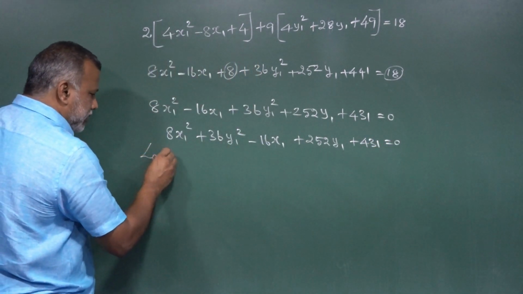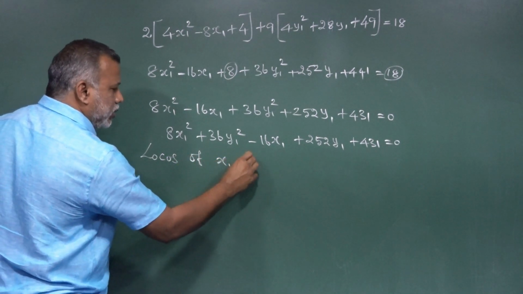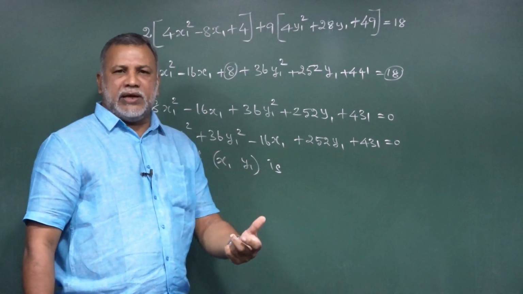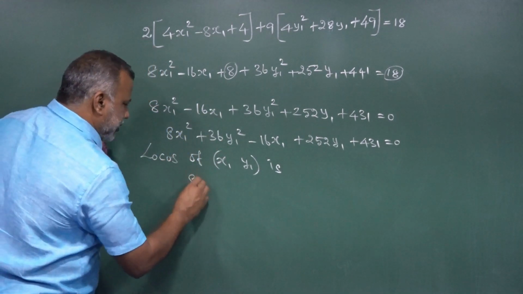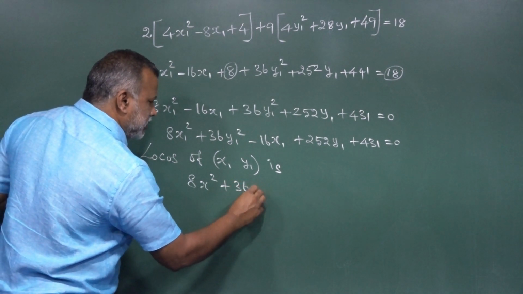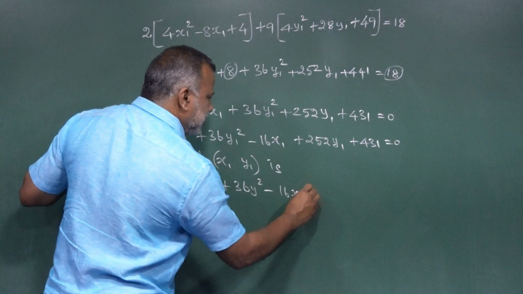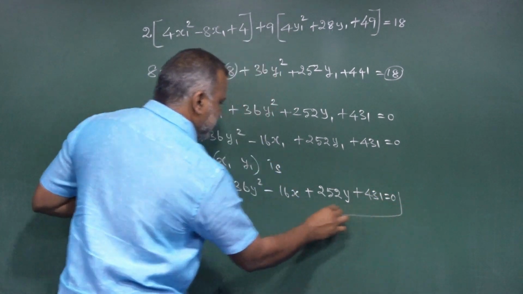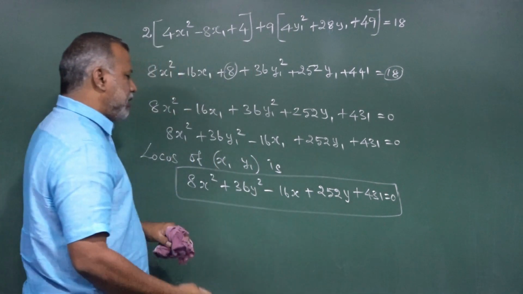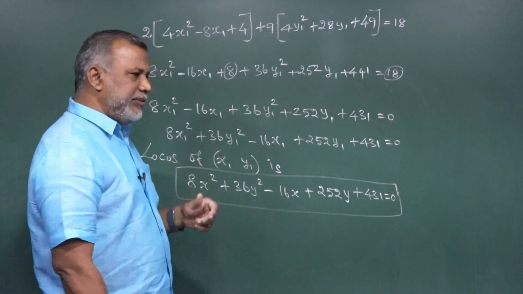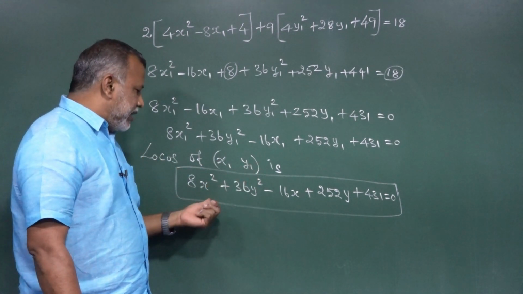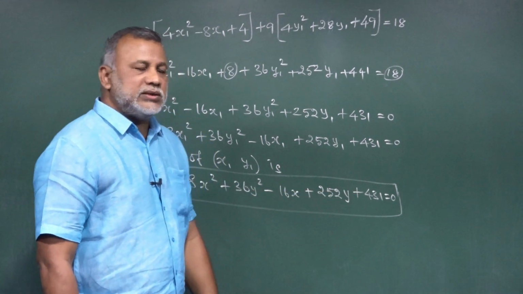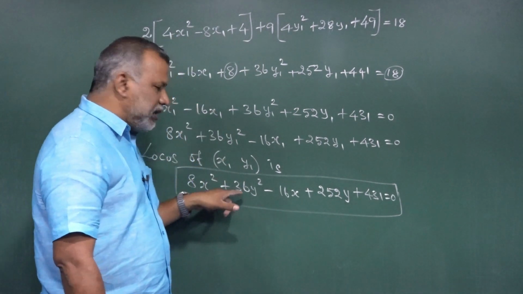But we need the locus. So the locus of (x1, y1) is... We know the meaning of locus. Locus is nothing but (x1, y1) must be replaced, because it should be a moving point. Therefore, we get 8x squared plus 36y squared minus 16x plus 252y plus 423 equal to 0. This is the locus of the point (x1, y1), or we can say any name. Generally we say the locus of (x1, y1) is 8x squared plus 36y squared minus 16x plus 252y plus 423 equal to 0. So students, just take down the notes clearly and follow it.